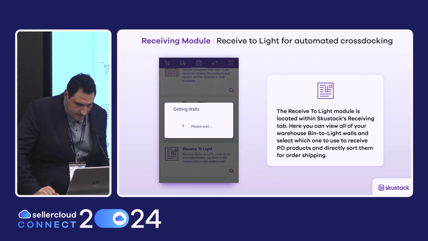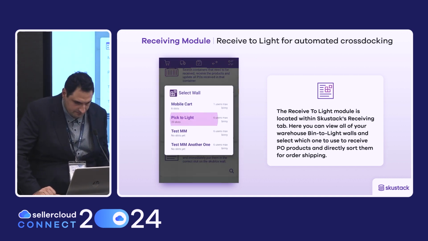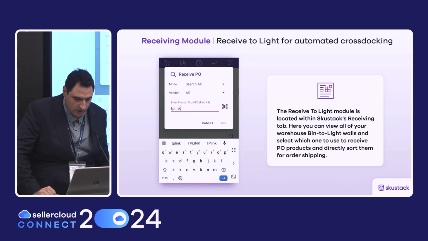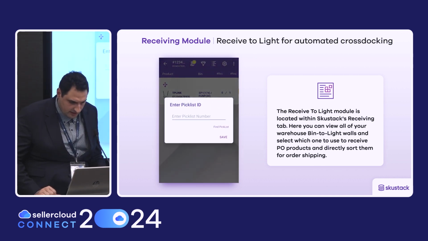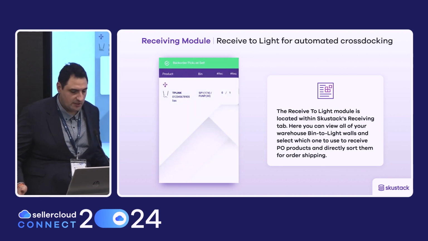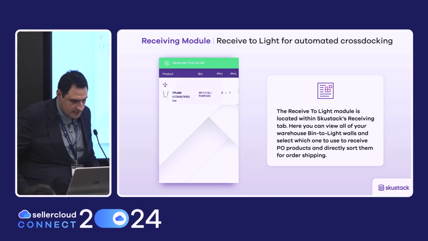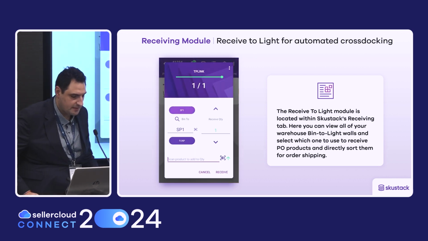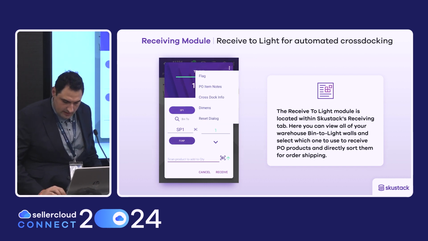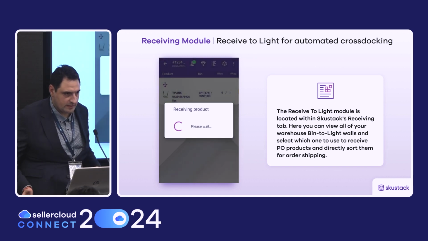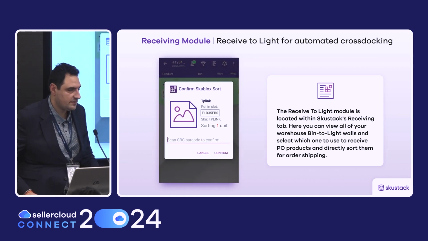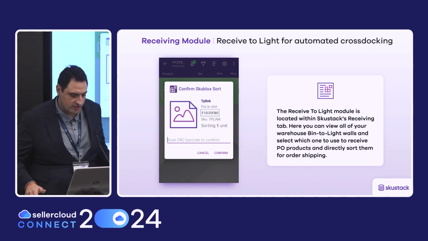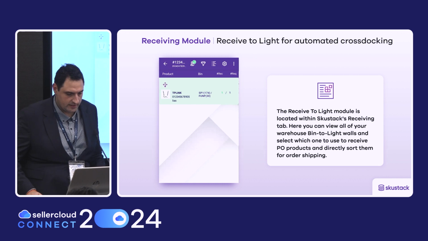So now, the receive to light. This is for automatic cross-docking, or also bin to light. This is going to be the new name, actually. So you would receive the purchase order, and that inventory will be ready to pick for that order. So basically, when you have an order that you don't have stock for, you can create a purchase order for that. And once you receive the inventory on that purchase order, it will just be available to pick for that order with this functionality.